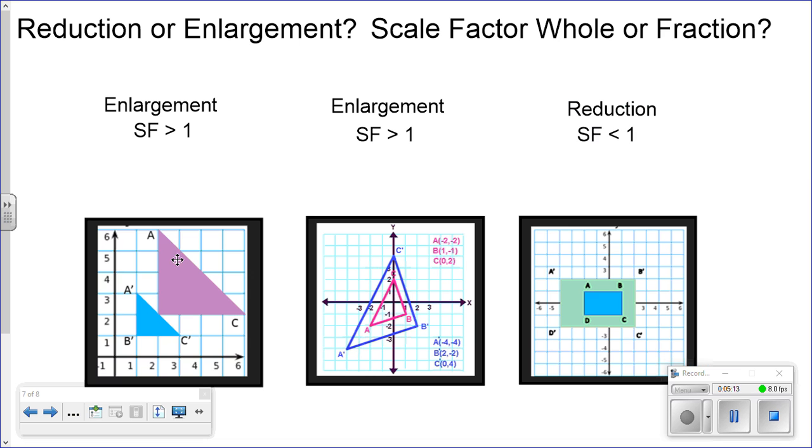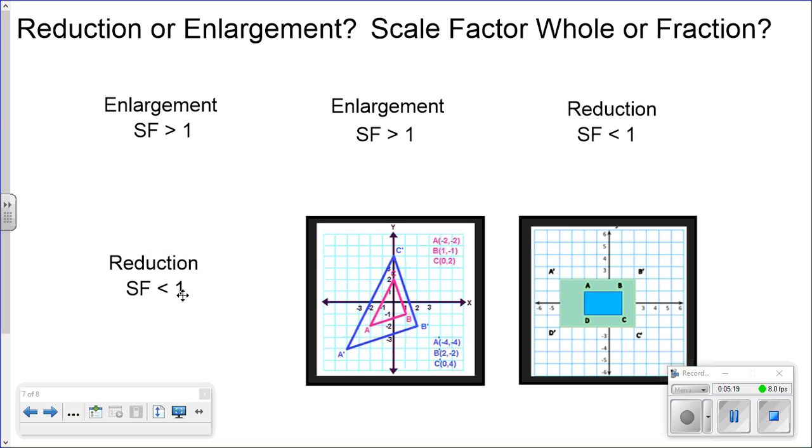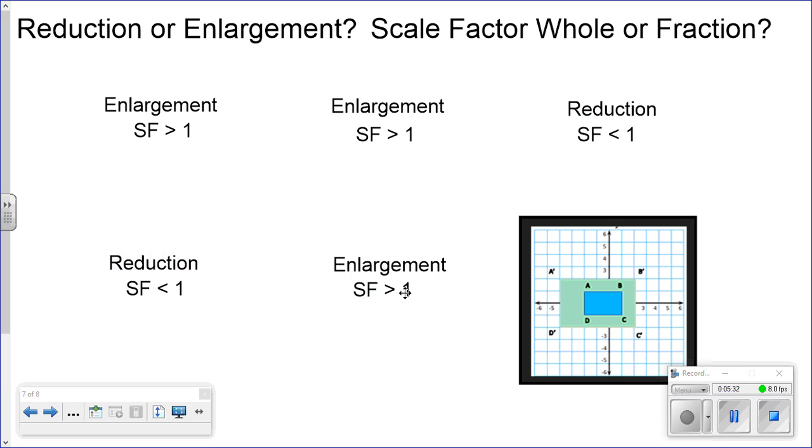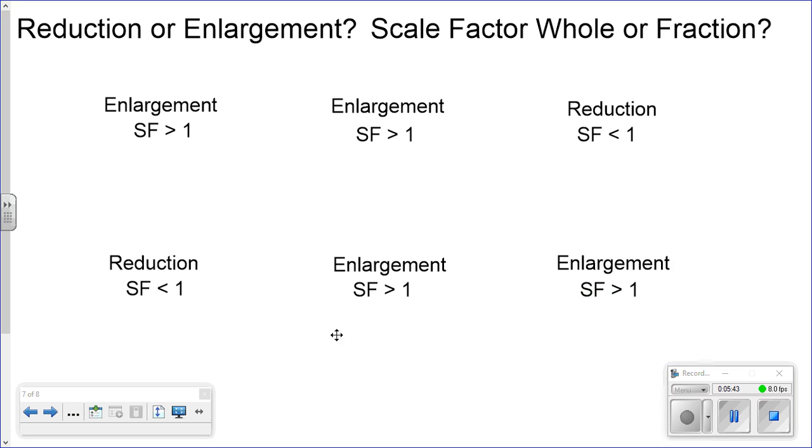The purple triangle is the original, and the blue is my new one, so it's getting smaller. It's a reduction, so it has a scale factor of less than 1. The pink triangle is my original, and the blue one is my new one, so that is an enlargement, so it's going to have a scale factor greater than 1. The blue rectangle is my original, and the green one is my new one, so it means it's getting bigger, so my scale factor is greater than 1.